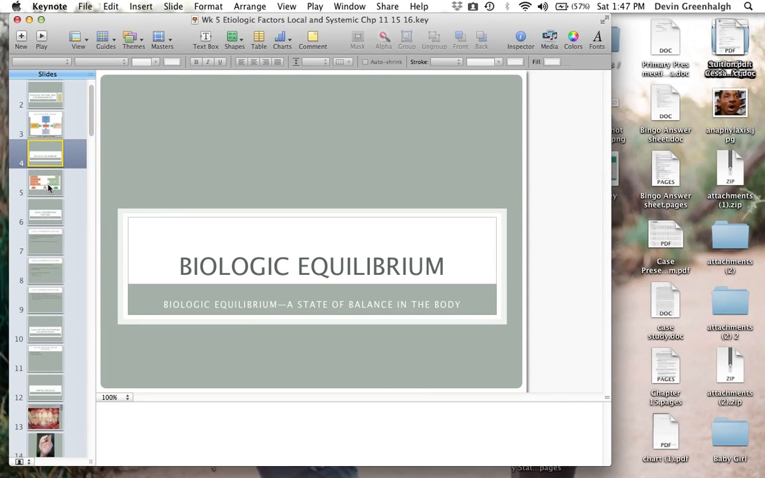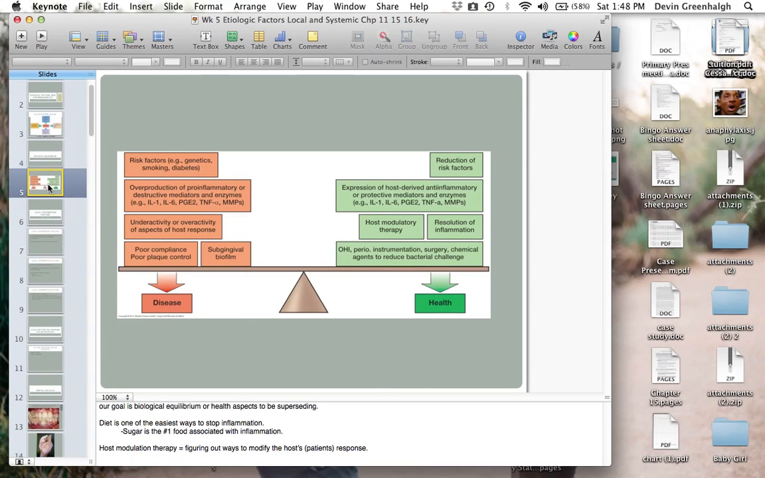Biologic equilibrium, a state of balance in the body. So you have a scale when you think of biologic equilibrium. Our goal for it is to make sure the health aspects are either balanced or superseding. So this side of the scale you want to be straight across or even up higher. So let's look at the scale.